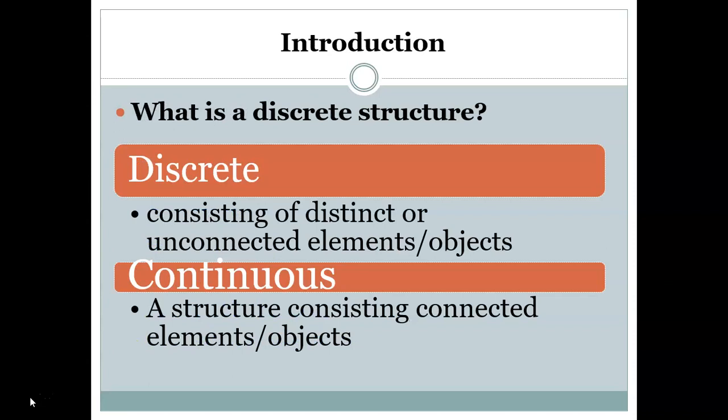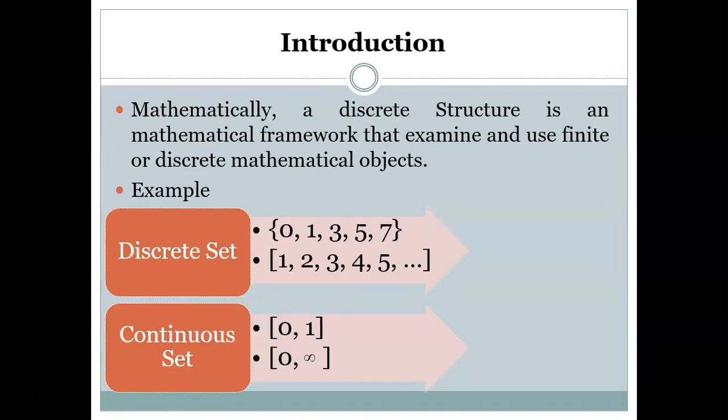So first of all, what is a discrete structure? Basically there are two things. One is the discrete and the second term is the continuous. Discrete means a structure that consists of distinct or unconnected elements or objects is called a discrete structure. And in a continuous structure, we have some connected elements or connected objects. Mathematically, a discrete structure is a mathematical framework that examines and uses finite or discrete mathematical objects.